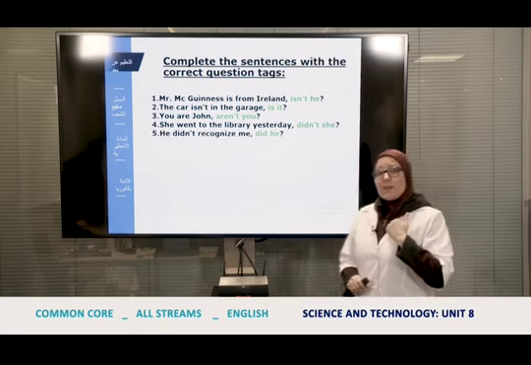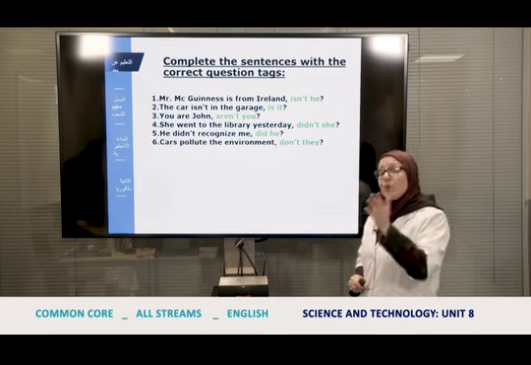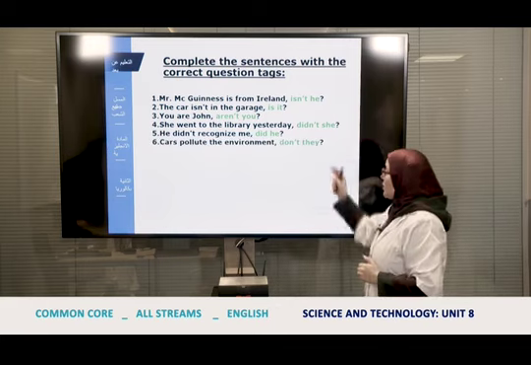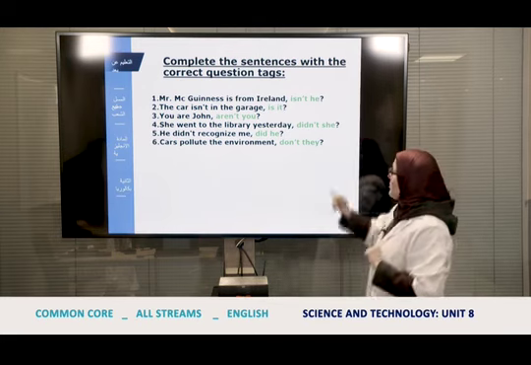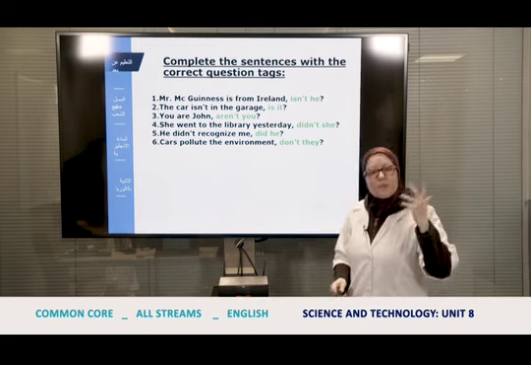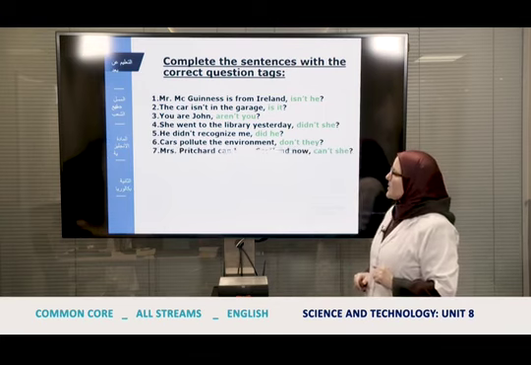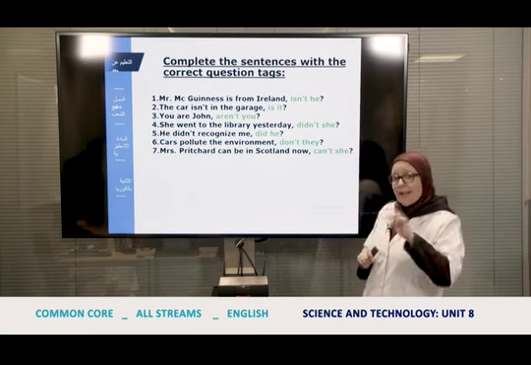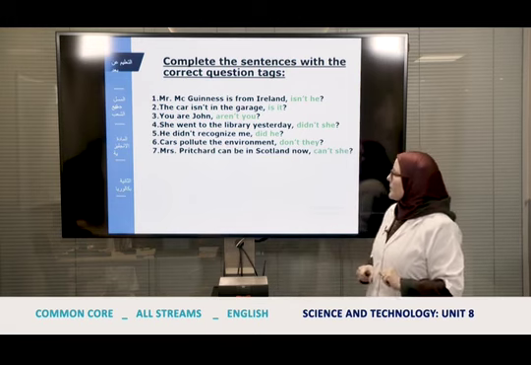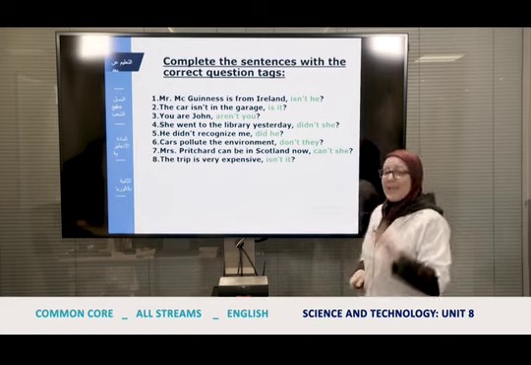He did not recognize me, did he? Cars pollute the environment, don't they? The negative form of pollute is don't pollute, and cars is replaced with they, because they here replaces animals, objects, people, whatever. Number 7. Mrs. Pritchard can be in Scotland now, can't she? 8. The trip is very expensive, isn't it?